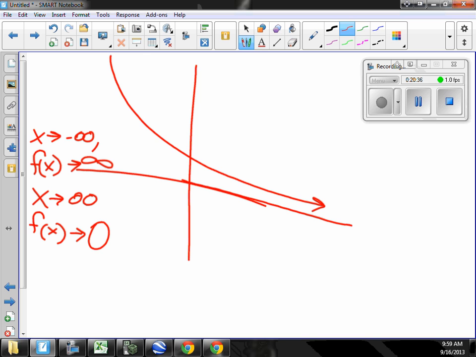Now, you won't see any of those on your worksheet today. Everything on your worksheet is polynomials. And all polynomials either go up or down. They don't approach a number.